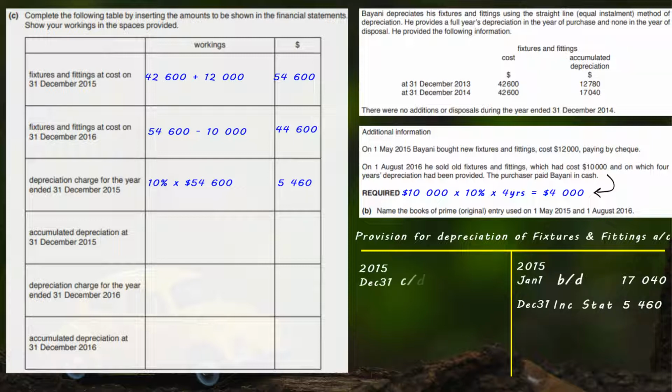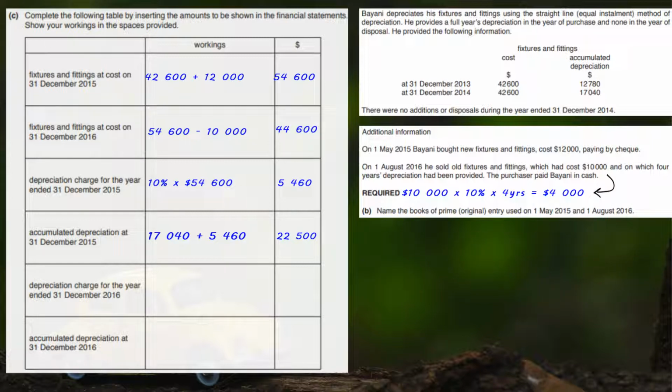So total will give me 22,500. So my total accumulated depreciation for the year is 22,500. If you want to do it on a calculation basis, it's just 17,040 add 5,460. Yeah, 22,500. Now that's done.